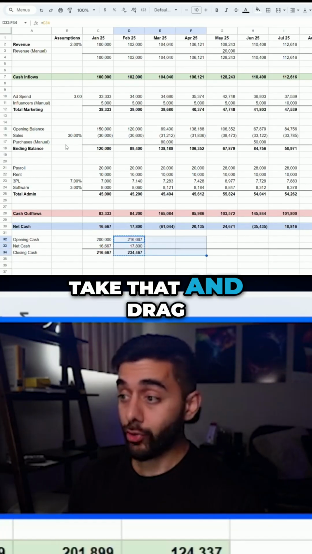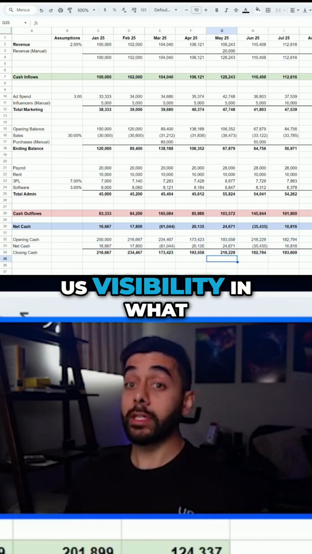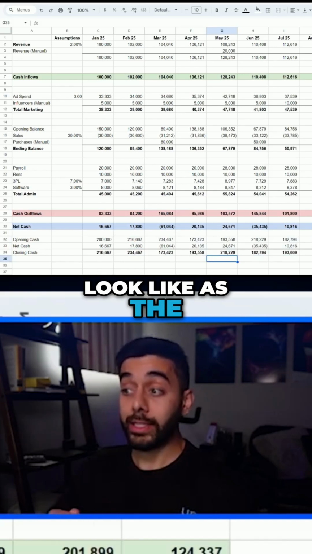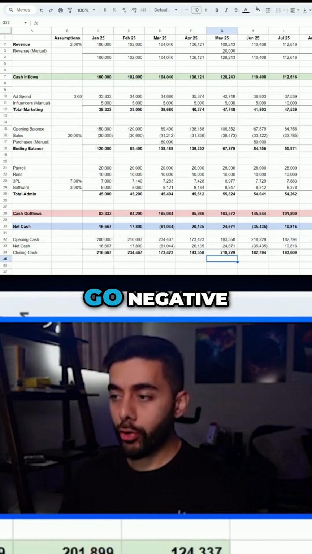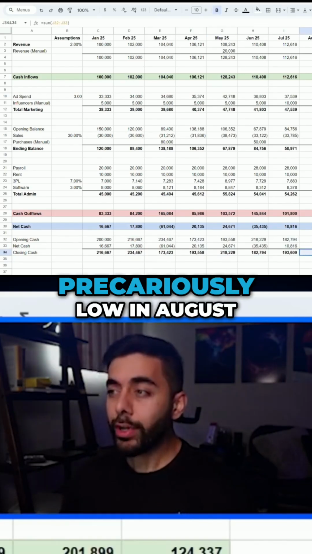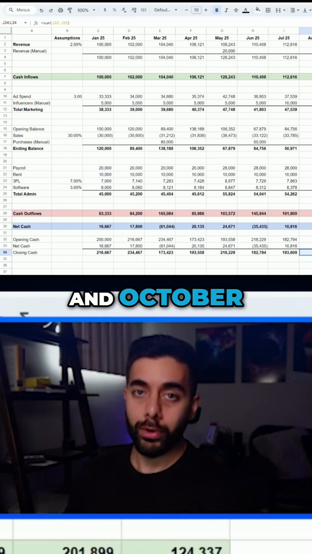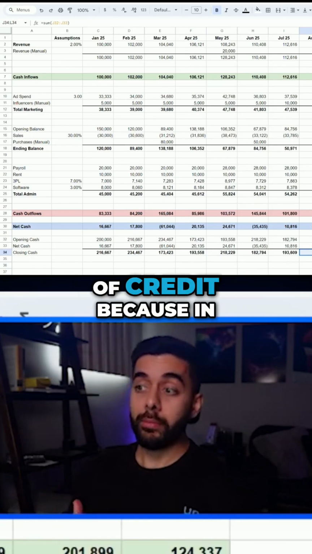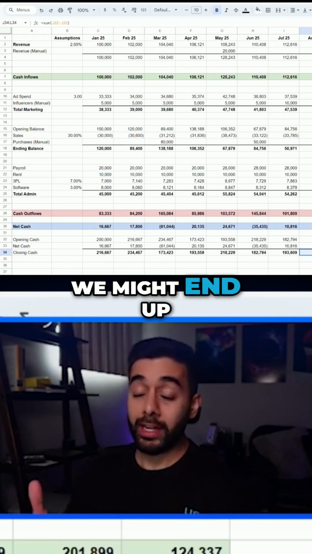So now we can take that and drag it all the way out to the end. So now this gives us visibility in what our cash balance will look like as the year progresses. We can see that while we don't ever go negative, our cash balance gets precariously low in August, September, and October. That could be a good indication that we should get a line of credit, because in case we misestimate things, we might end up with a cash crunch there.